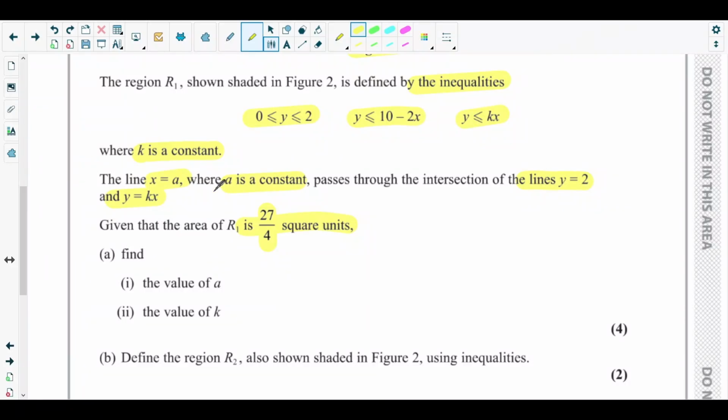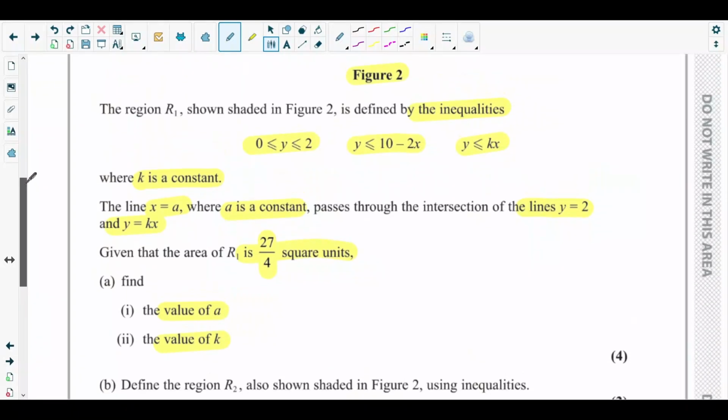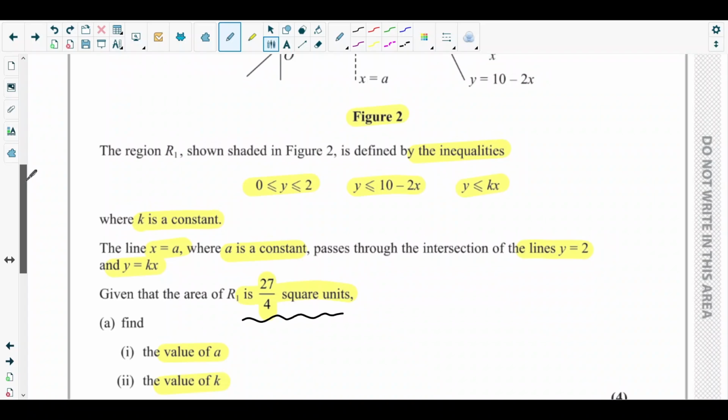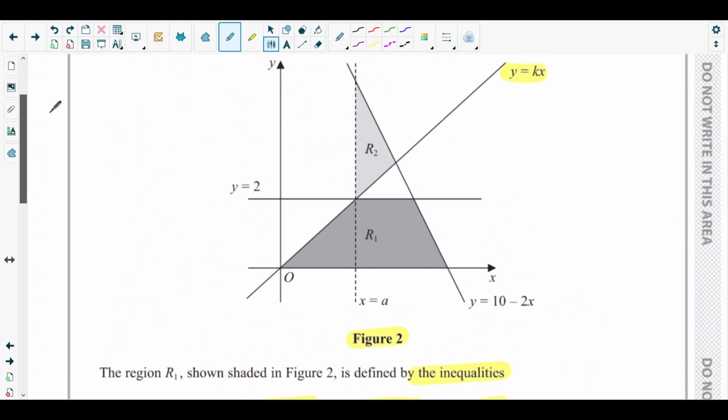Part 1 and part 2 of this question are basically together. They're asking to find the value of a and the value of k. So what is given here? In the question, they have given the area of the region R1. So we will use this to approach the answer.